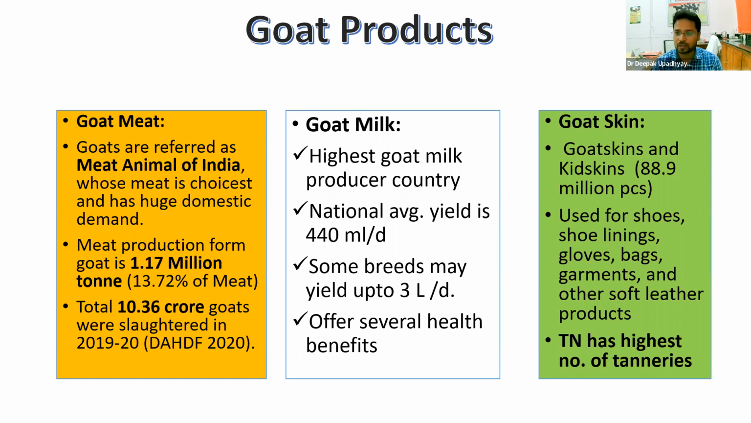Now, goat skin. A further product is goat skin. Very good quality skin is obtained from the goat, that can be used for shoes, shoe lining, gloves, bags, etc. And Tamil Nadu has the highest number of tanneries for goat skin.